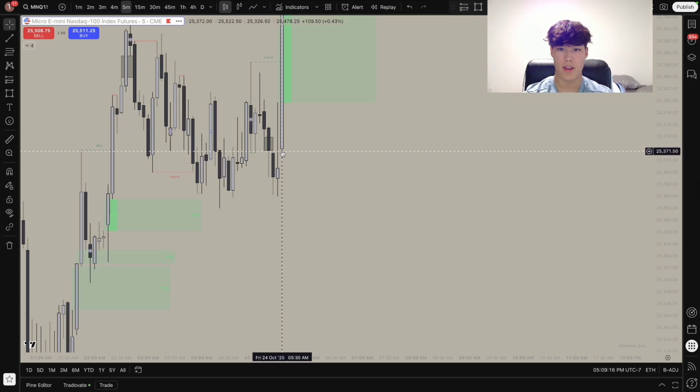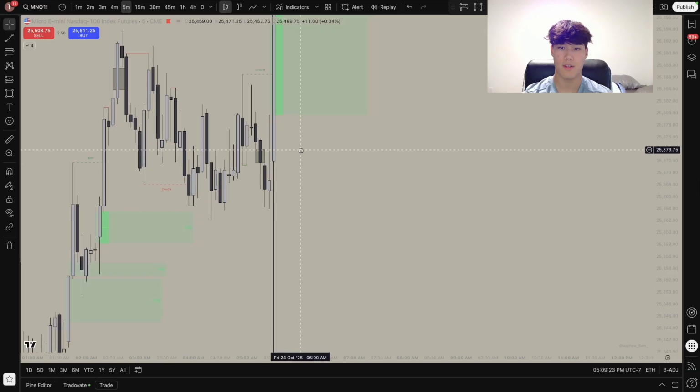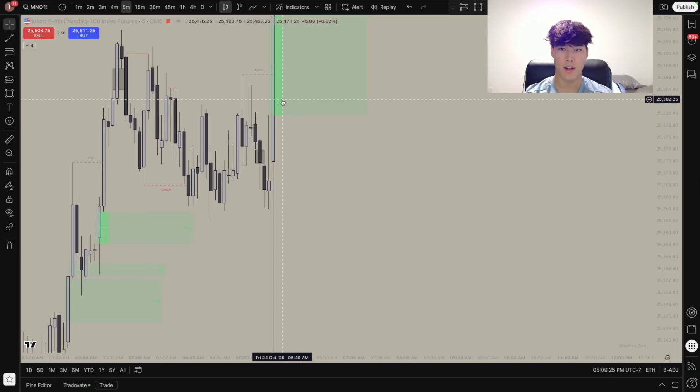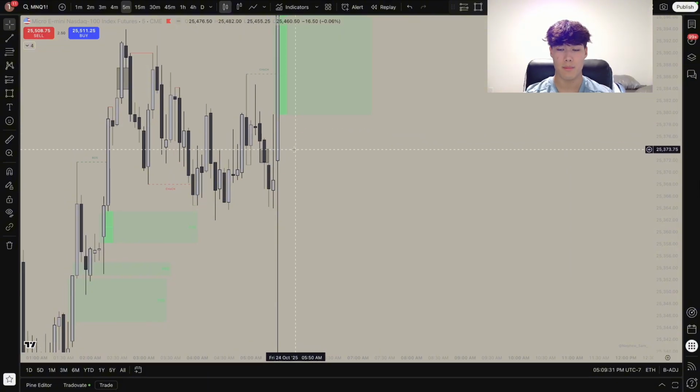Then we have a bullish candle. Obviously, this candle must have been from news or something. It's massive, but you have a massive candle going up, obviously closing way above this fair value gap. So that still is an inverse fair value gap.